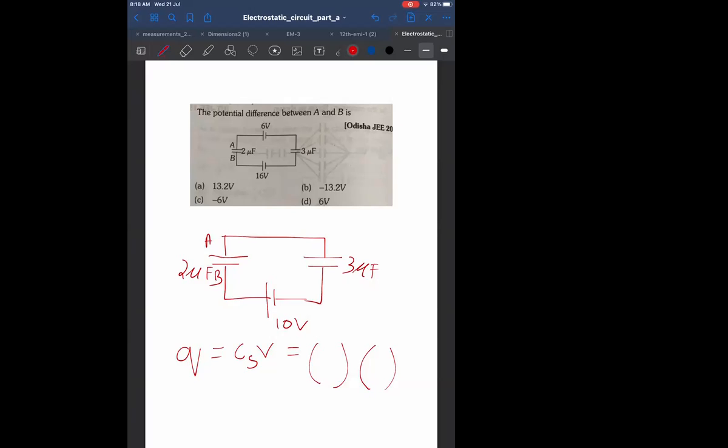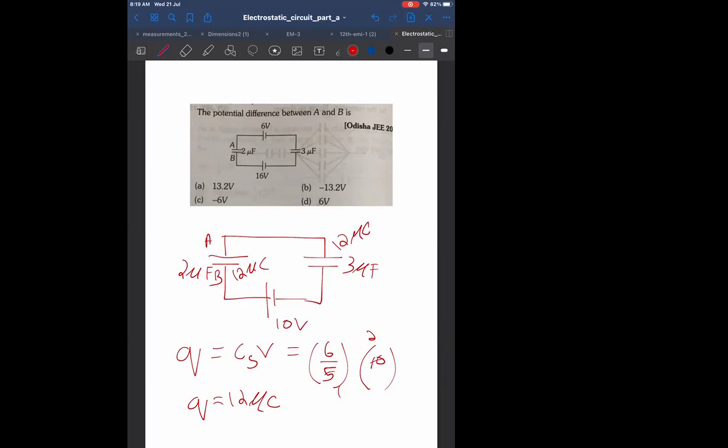Capacitors are in series. Charge remains constant in both. So Cs will be 6 by 5 and V will be 10. 5 twos are 10. Therefore, can I say my charge is 12 microcoulomb. Therefore, charge on each capacitor is 12 microcoulomb. Therefore, here also it will be 12 microcoulomb. Here also it will be 12 microcoulomb.